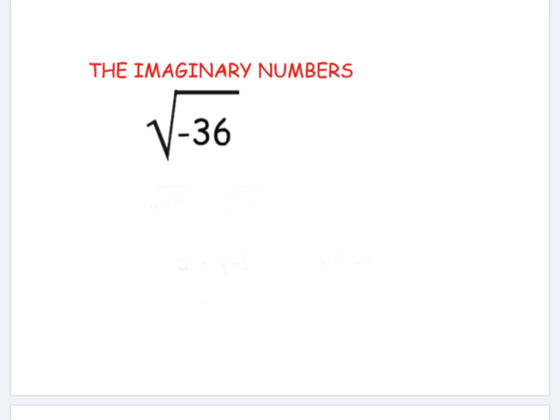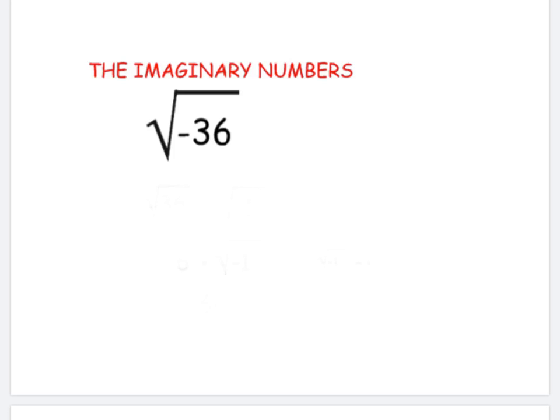itself to give you that negative, because a positive number times itself, so positive times a positive, is still a positive number, and a negative number times itself, or a negative times a negative, is also a positive number. So that's where the imaginary numbers come in.